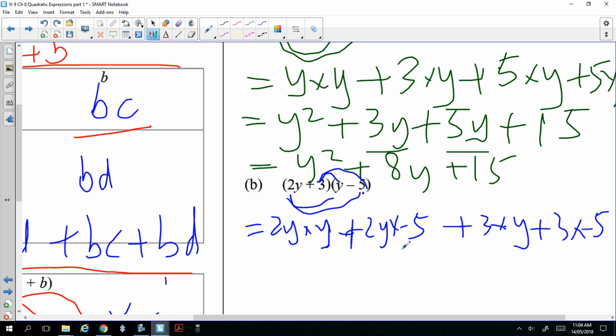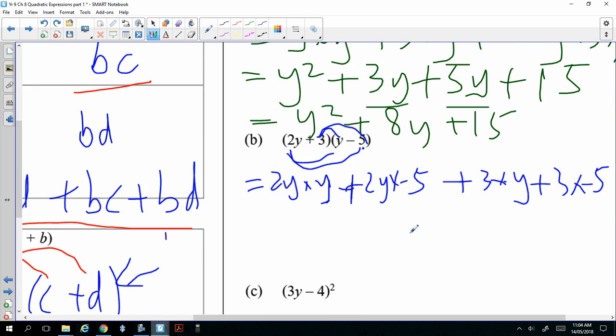put a negative there. So when you do that, you get 2y squared minus 10y, because positive times negative is negative, plus 3y minus 15.